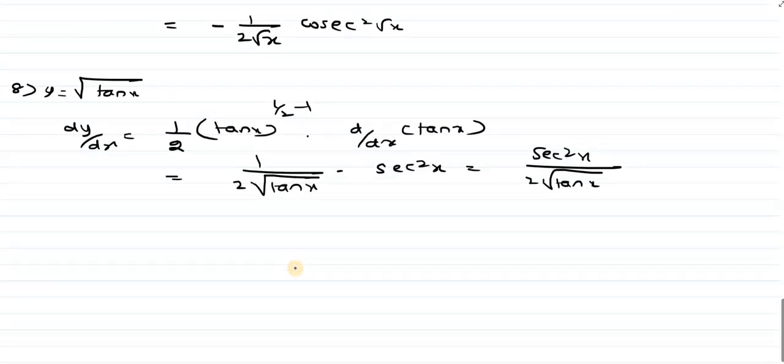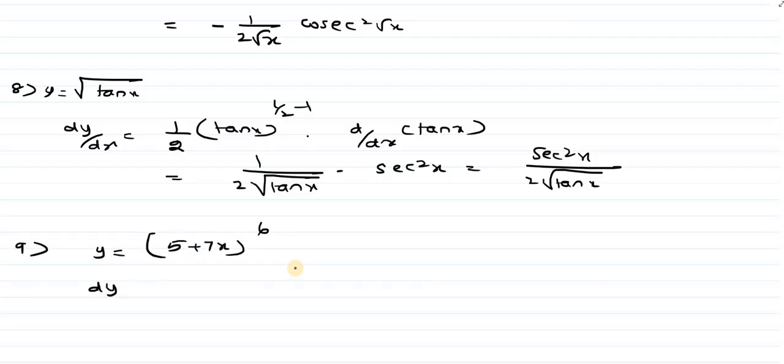Next. Ninth one is what? y = (5 + 7x)^6. Very simple sums. Once you finish differentiation, you people will say that these are all nothing but what? Like A, B, C, D. Okay, so it's very simple.